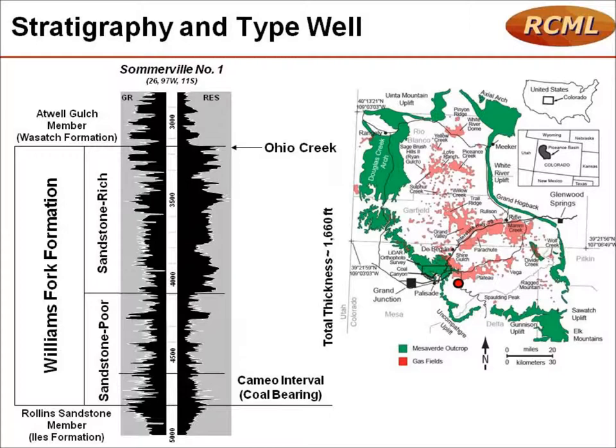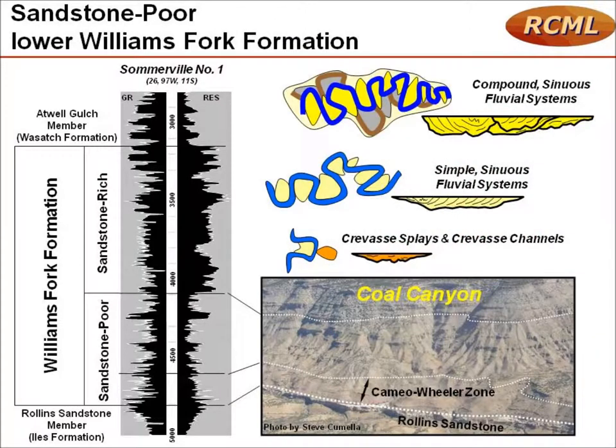So again, on our well log, we have this gamma ray log here, and we have the Rollins sandstone, the shallow marine deposits. And then we have this lower sandstone percent, the sandstone core interval of the Williams Fork, and then that transitions upward into the sandstone-rich interval of the Williams Fork. And then we have the Tertiary deposits on top of that, the Wasatch Formation. So I already pointed out where the location of this Somerville number one well is. So then we can look and compare that to the outcrop.